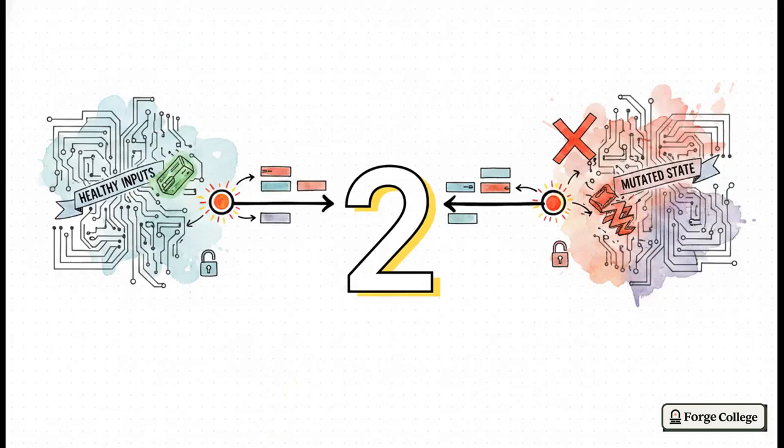To pull this off effectively, your magic number is 2. You need a minimum of 2 snapshots to actually make a case. One snapshot showing healthy, expected inputs, and a second snapshot showing the mutated, incorrect state. Having both lets you definitively bracket the problem and narrow down the root cause to the exact opcodes sitting between those 2 points in time.